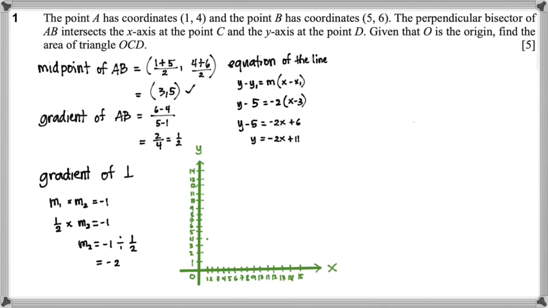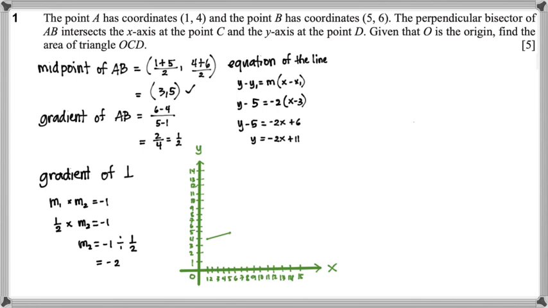Maybe you can put 1, 4, and then the other point is 5, 6. Is that 5, 6? Yes, it is. So 5, 6, it's around here. There. Not a bad estimate. So we'll just connect that.